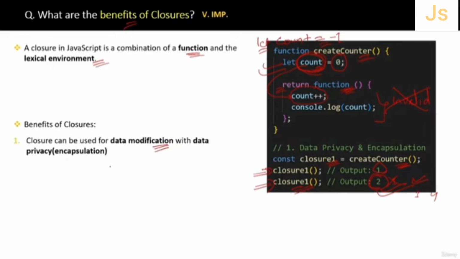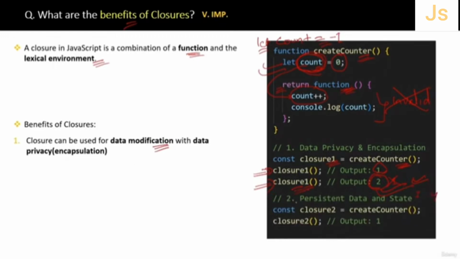Then the third benefit of the closure is persistent data and state. Each time the createCounter function is called, it creates a new closure with its own separate count variable. For example, if you see this closure1, the last value was 2. But if you create a new closure using the createCounter method again, then this will be a separate new and different closure, right? So the output will be a fresh 1 again from the fresh count logic at the top, right?